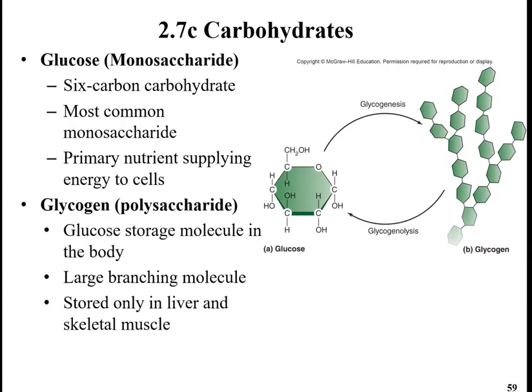The most important carbohydrate that we'll talk about is glucose. It's a monosaccharide. It has 6 carbons in it, and it forms this ring here. It is the primary nutrient supplying energy to our cells. Glycogen is an important storage molecule. It is a polysaccharide made out of repeating glycogen monomers. It's large and branching, and it's stored in the liver and skeletal muscle.